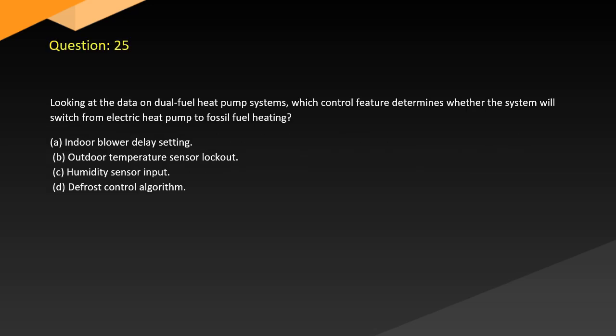Question 25. Looking at the data on dual-fuel heat pump systems, which control feature determines whether the system will switch from electric heat pump to fossil fuel heating? A. Indoor blower delay setting. B. Outdoor temperature sensor lockout. C. Humidity sensor input. D. Defrost control algorithm.